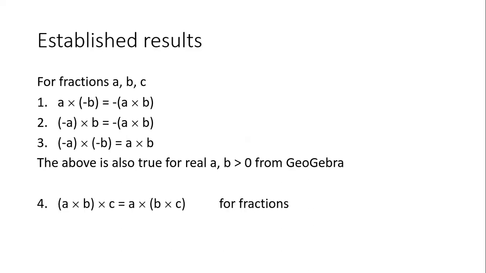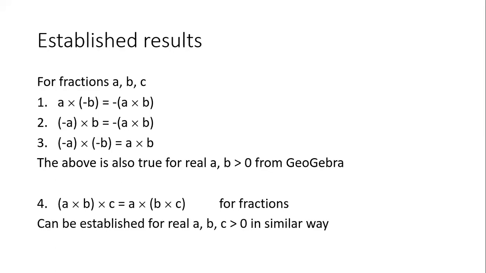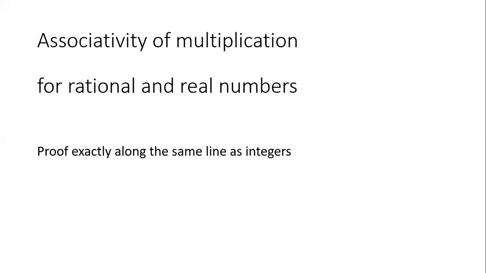And associativity for fractions again. Establishing it for real numbers, you have to do it as a volume, and it has the same issues that you have for the area case also. You do take a leap of faith to an extent, and the proofs are exactly the same. So replace all the m by a, all the n by b, all the p by c. That's it.